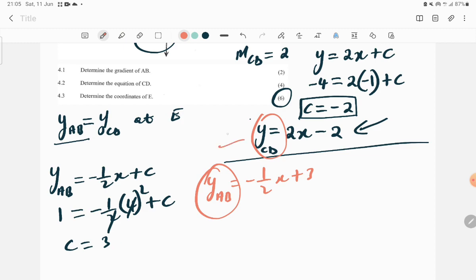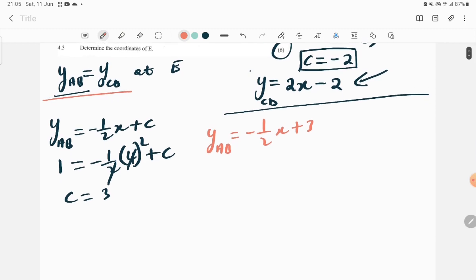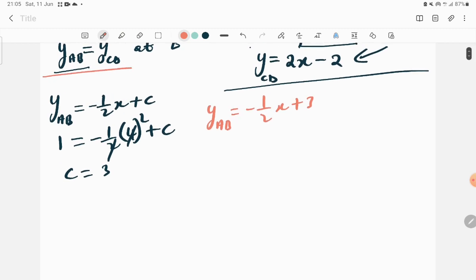Now we have both equations, the equation of CD and the equation of AB, and we know that these two equations are equal at point E. That is why we have to equate their equations to solve for the coordinates of E. So what are we having? The equation of AB is negative 1 over 2 x plus 3, which is equal to the equation of CD, which is 2x minus 2.